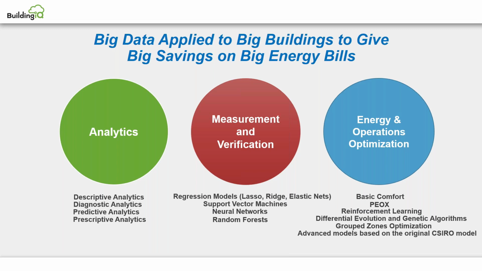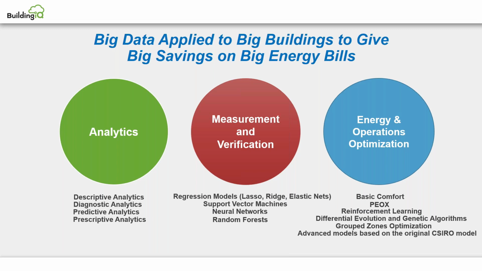In terms of analytics, we have a huge set of analytics, including descriptive, which tells you what happened in the past; diagnostic analytics, which tells you why a certain thing happened; predictive analytics, which tells you what will happen in the future; and prescriptive analytics, which tells you what should have happened.